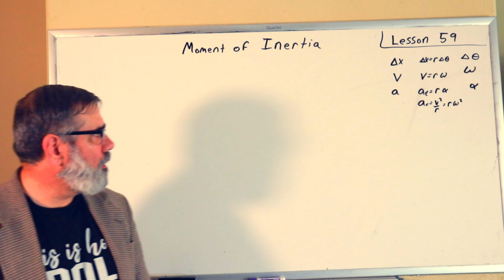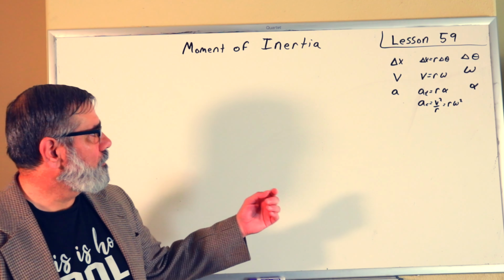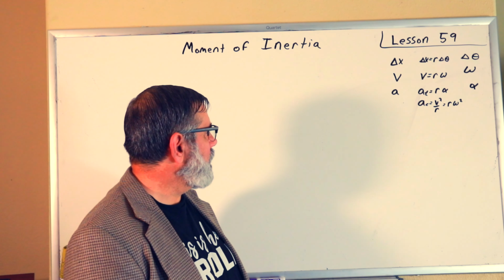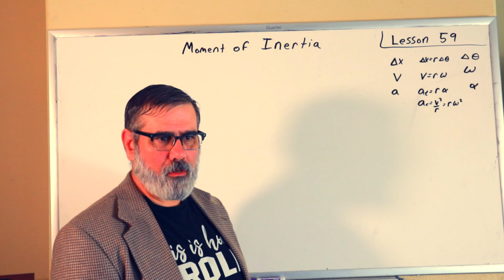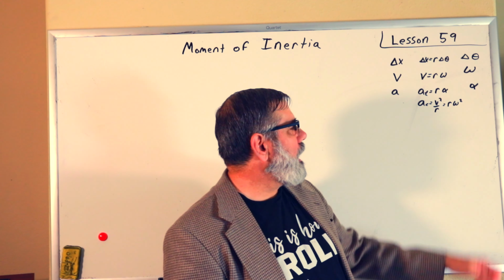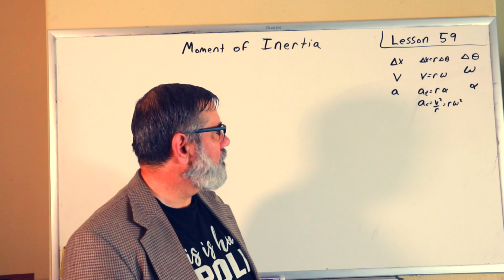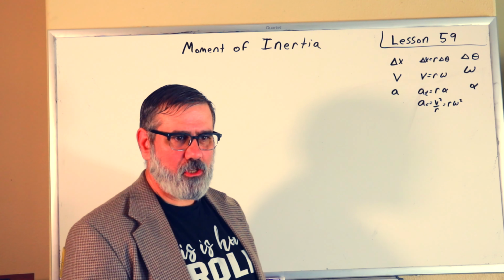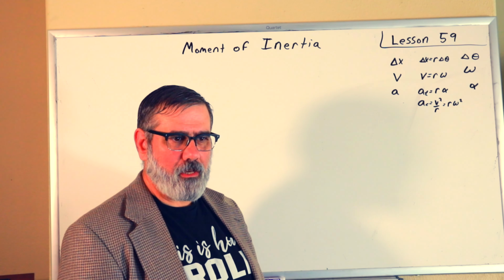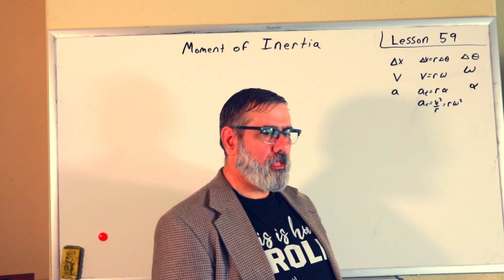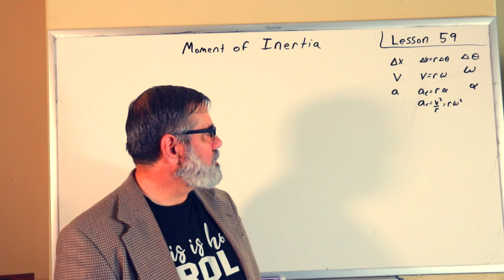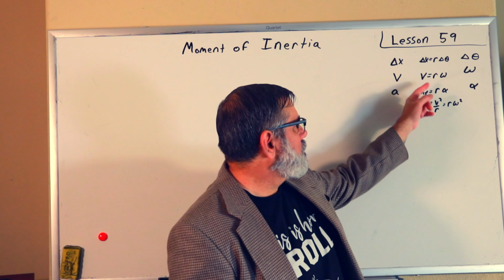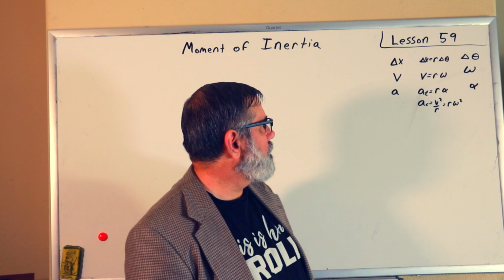But first, let's just recall from the last lesson that we have these analogs between linear motion, delta x, or displacement, v, or velocity, and a, or acceleration, and their angular counterparts. Delta theta, the angle through which you rotate. Omega, that's the rotational velocity, that's the change in the angle per change in time. And the angular acceleration, which is the rate of change of the angular velocity. They are related to one another through these formulas that I've written in the middle.